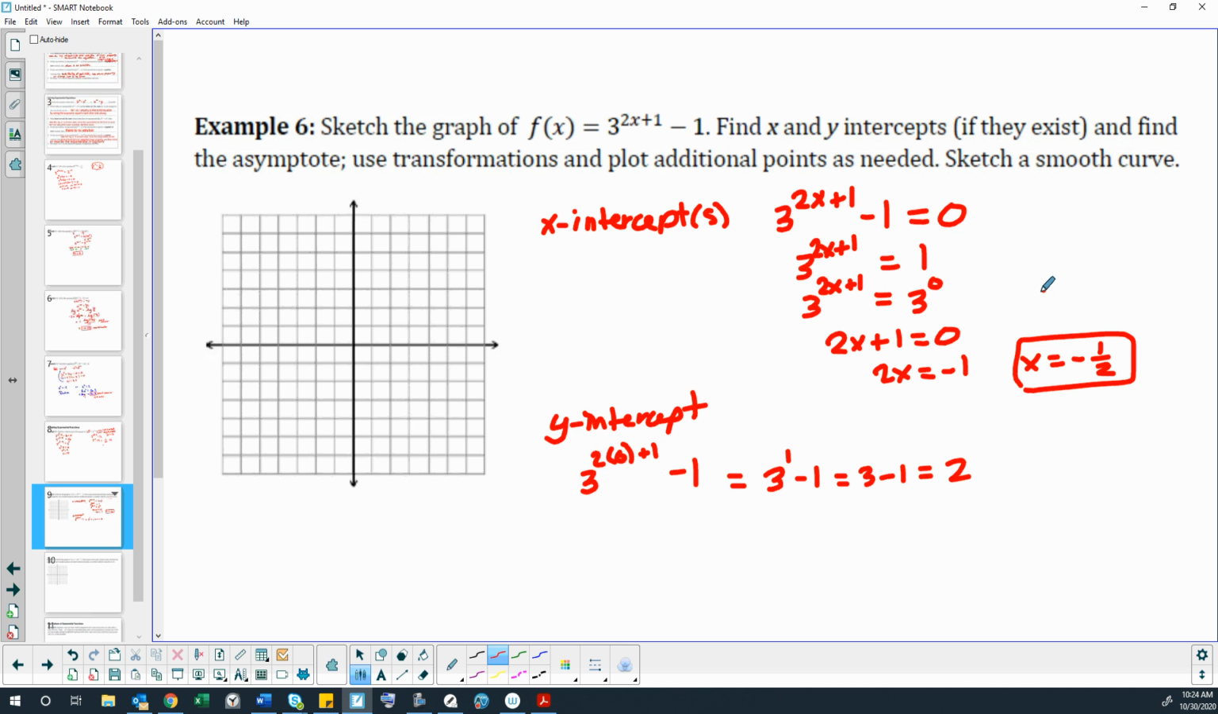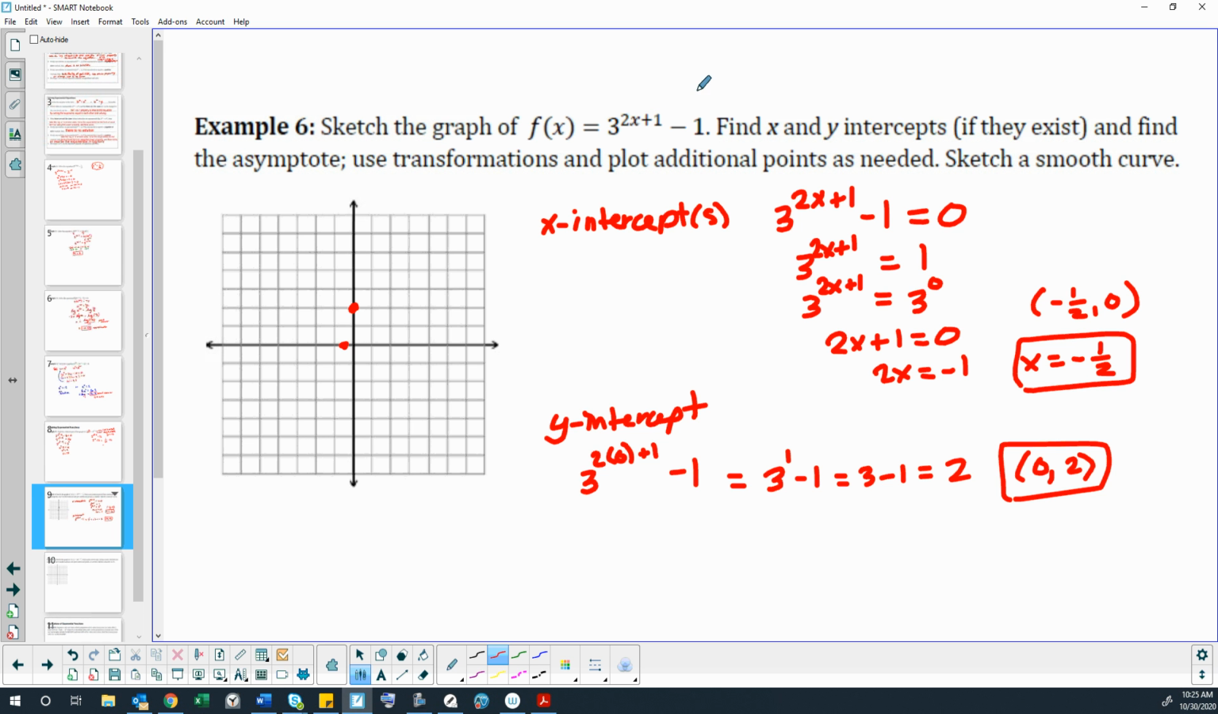So we'll have a y-intercept. This point here was at negative 1/2, 0. And then this point we plugged in a 0, so we got a 2. So there's our y-intercept. Let's plot those 2 points. So we have a point at negative 1/2, 0. We have a point at 0, 2.